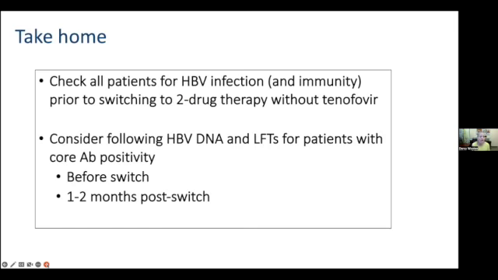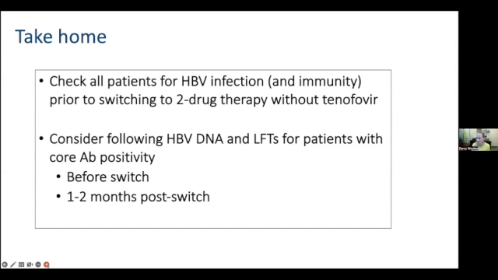So take-homes from this are, again, a reminder for good clinical practice to make sure that you check all of your patients for chronic hepatitis B infection, especially when you are thinking about switching them off of a tenofovir-containing regimen, such as long-acting cabotegravir-rilpivirine. Also, if they're not immune and eligible for vaccination, you should vaccinate them. And then, we've made a request to the editor.